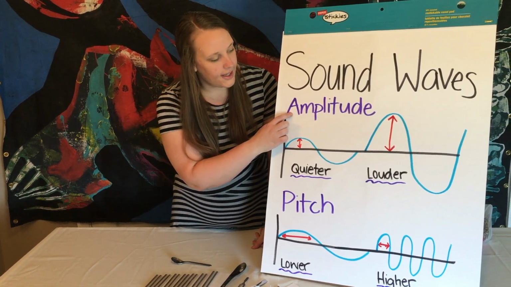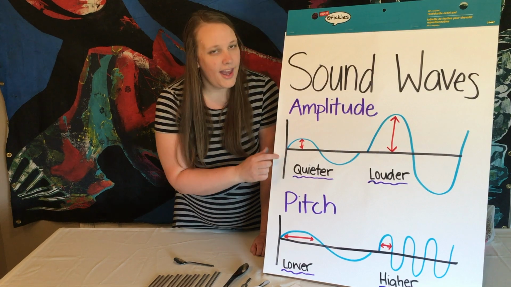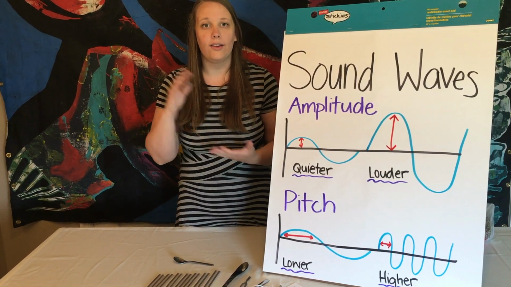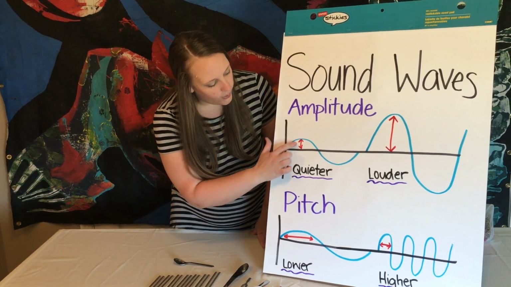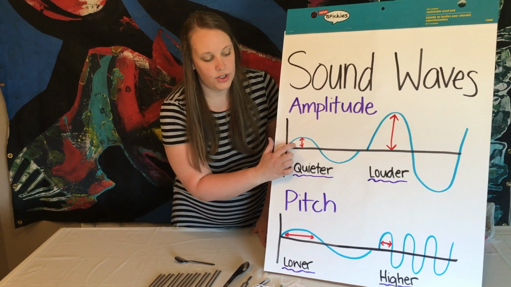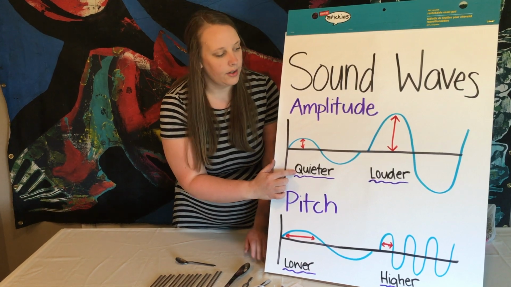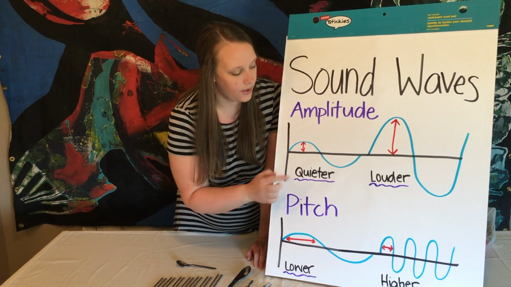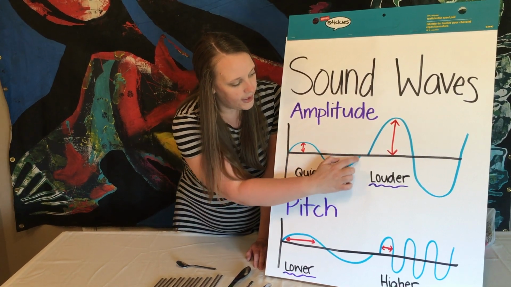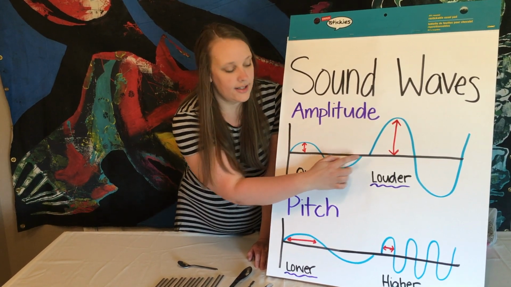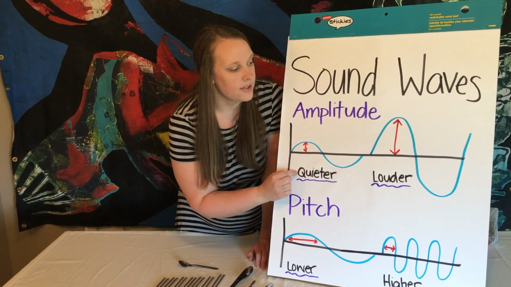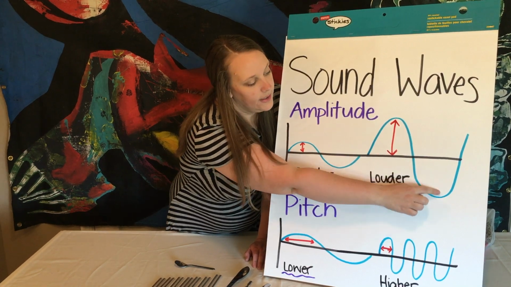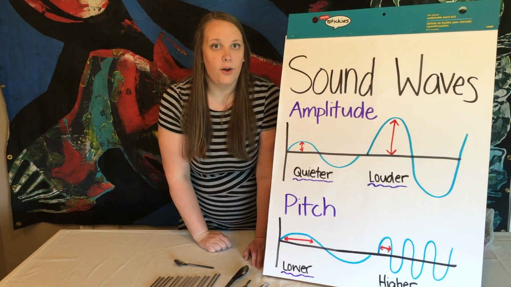So the first thing that we're going to talk about is amplitude. Amplitude is just another word for volume, so for how loud the sound is. If it has a lower amplitude, then it's going to be quieter. If it has a higher amplitude, then it's going to be louder. So when you see a wave that's really close to the line, that tells you that it's going to be a quieter sound. And if you see a wave that's really big and tall and goes down really low, that's going to be a louder amplitude.